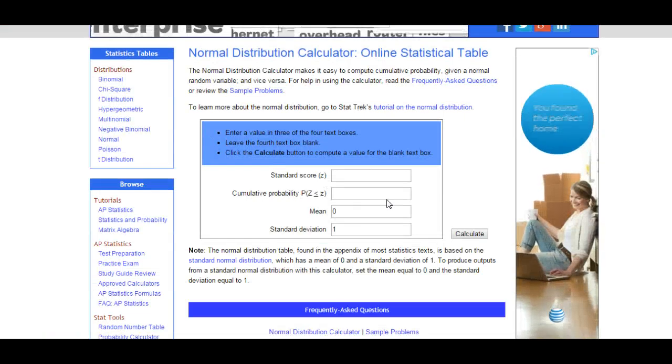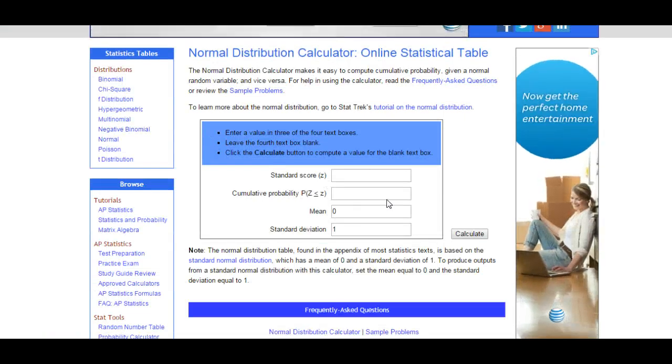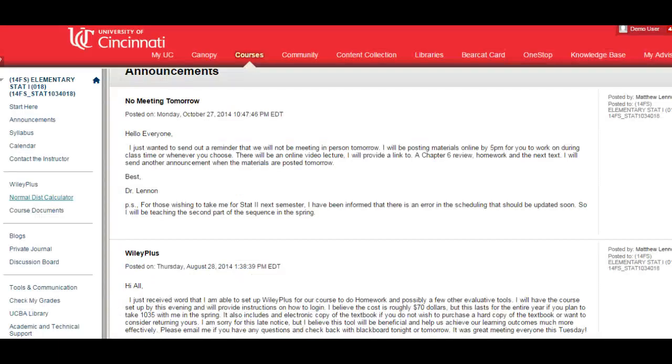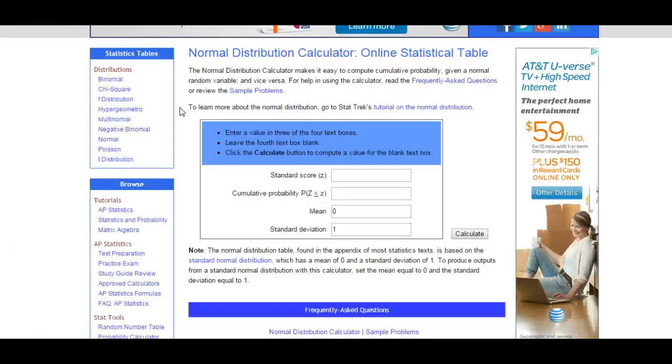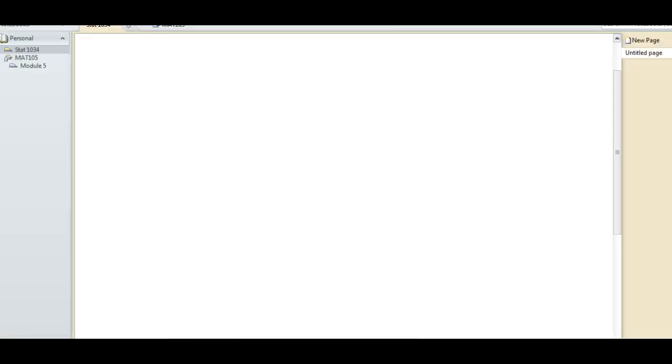You can also use this, rather than having to have a graphing calculator, and your Blackboard page is still open. I've got it set to open in a new tab. So when I start using the normal distribution calculator, just go ahead and click that, and you can do your homework problems in the exact same way. Okay, so let's get started with Chapter 6.